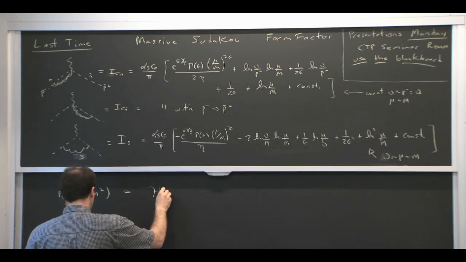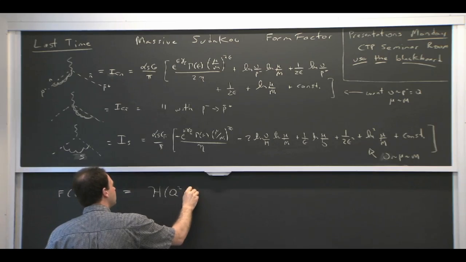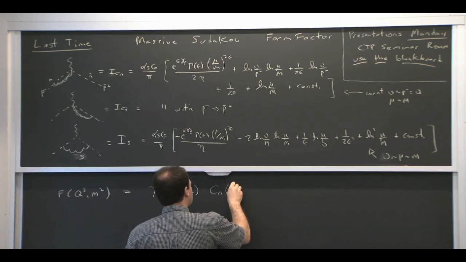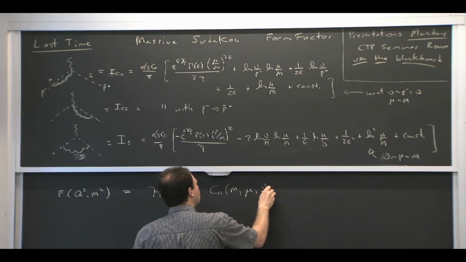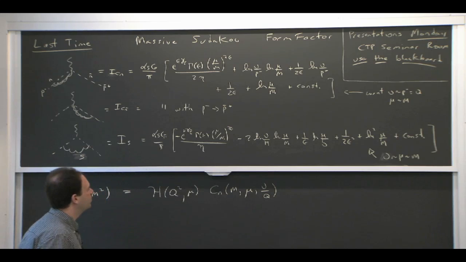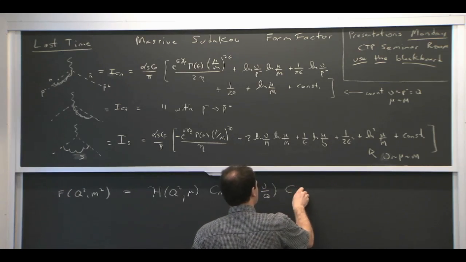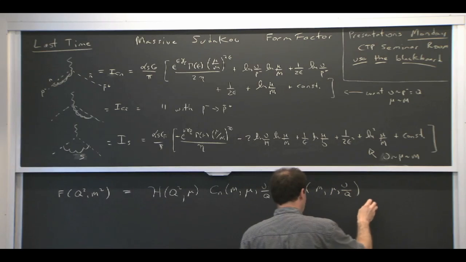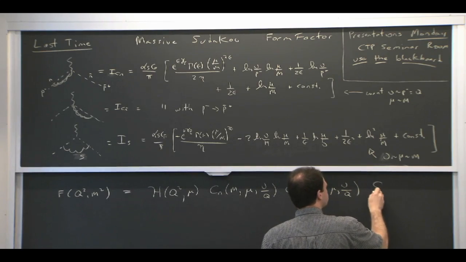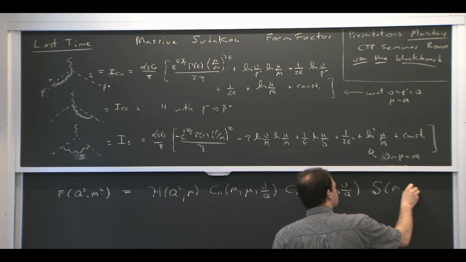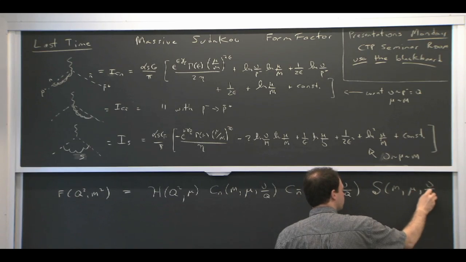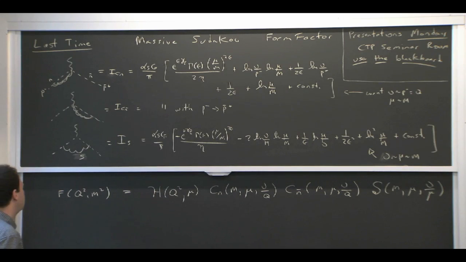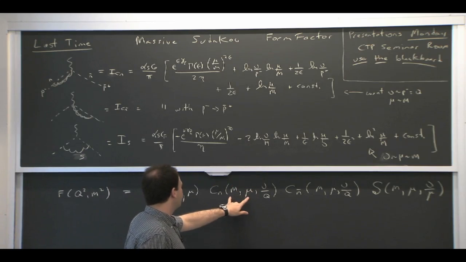So the form of the factorization theorem for this: you have some hard function, it's just the Wilson coefficient. Some collinear function, which I'll call Cn, Cn bar, and then some soft function. And so it's the usual story in some sense, but we have this additional dependence on a parameter nu, not just mu.